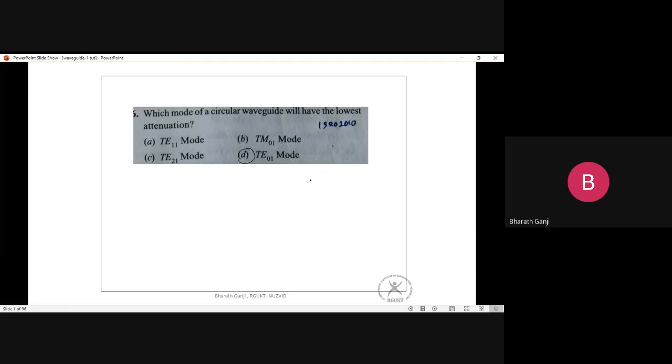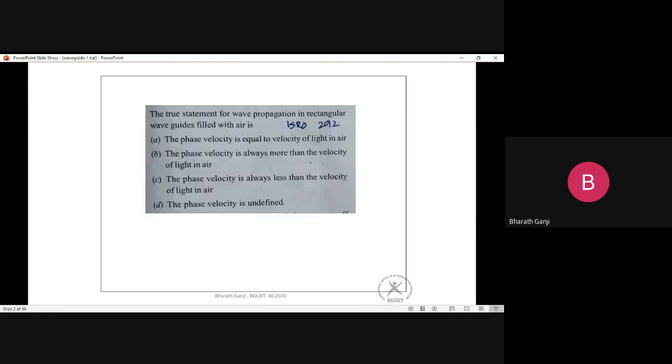The next one is the true statement of wave propagation in rectangular waveguides filled with air. There is a rectangular waveguide which is filled with air, and the question asks which of the following is true. A, the phase velocity is equal to the velocity of light in air. Maybe it's not true, because phase velocity will be exactly equal to c only when it's a transverse electromagnetic wave. B, the phase velocity is more than the velocity of light. C, the phase velocity is less than the velocity of light. D, the phase velocity is undefined. So the answer is B. Very good. Let us see how we get that.